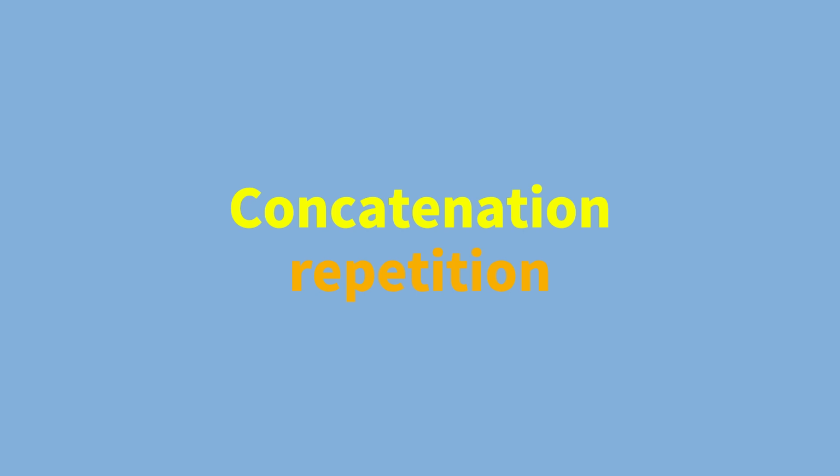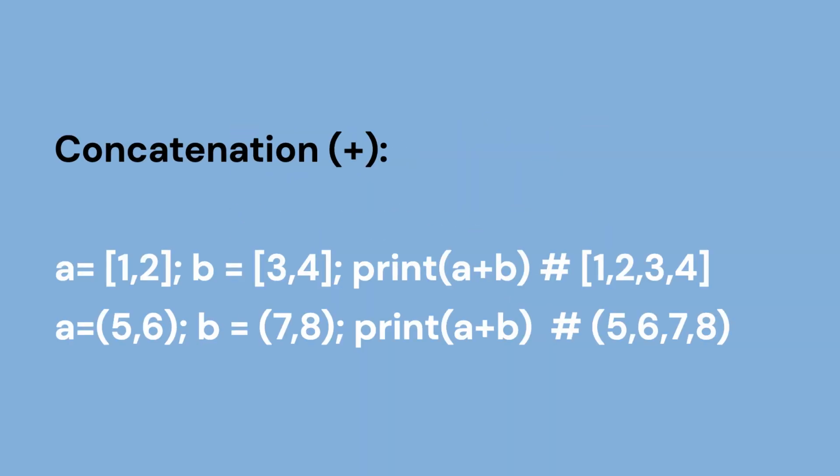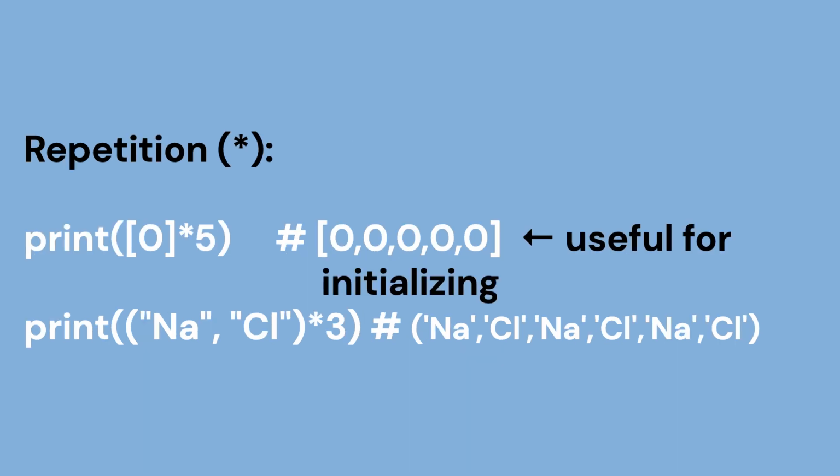Concatenation and repetition work like they do on strings. Concatenation, plus, glues two collections together. Here I've shown a method to give multiple statements on a single line. Quite handy. Repetition, star, repeats the collection.